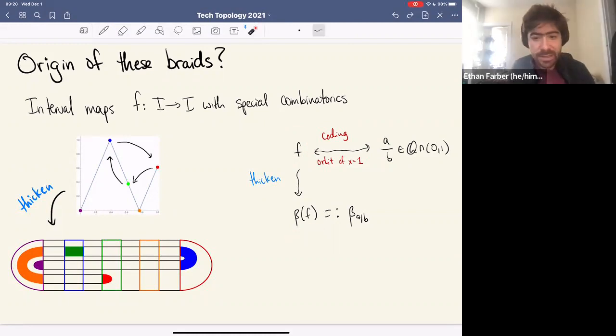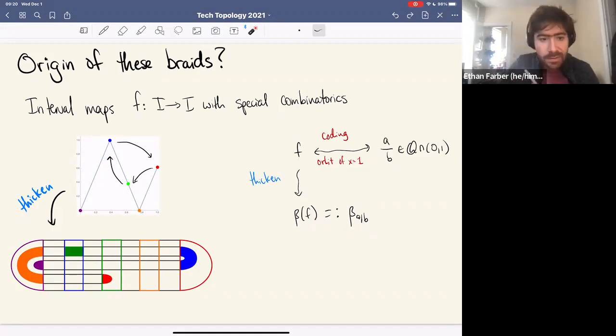Okay. So in short, we have a process for taking in a special interval map and outputting a braid beta of f that is positive and pseudo-Anosov. On the other hand, from the dynamics of f, we can code some particular orbit of it and produce a rational number a over b. Okay. And for this reason, we call the thickened braid beta of f beta sub a over b.